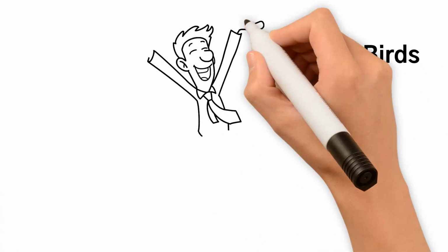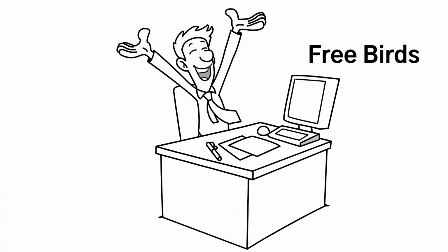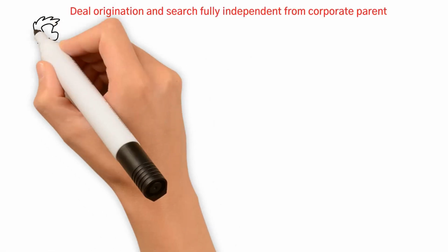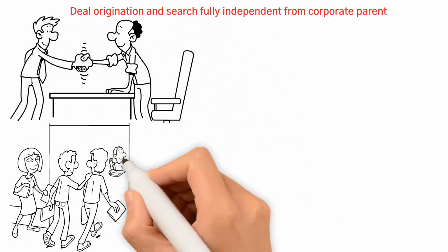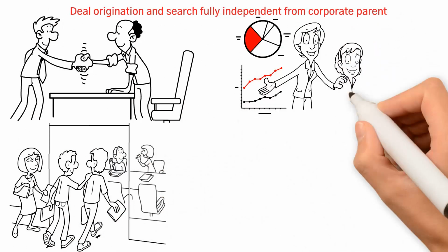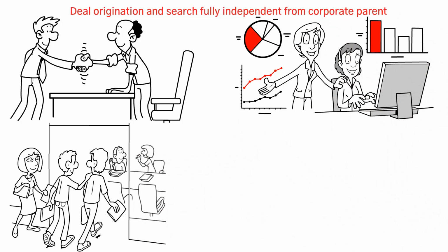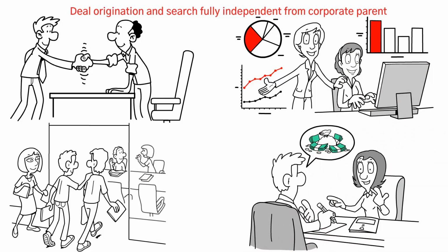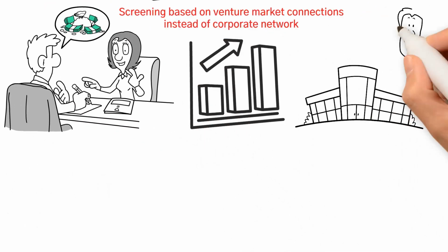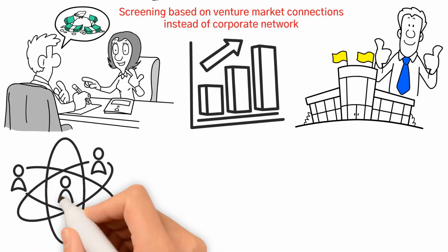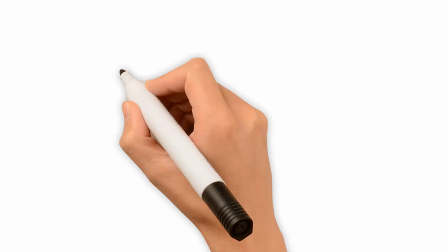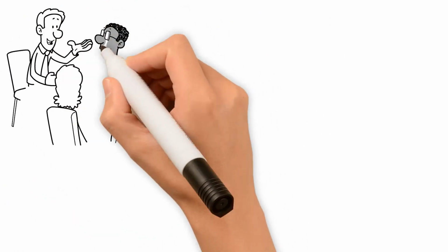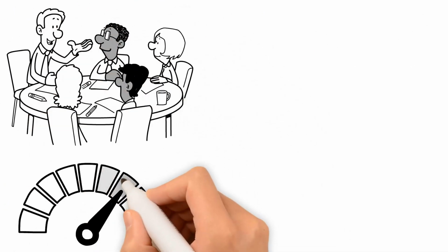In contrast to order takers, the freebirds operate with a high degree of independence from their corporate parents. Deal sourcing is fully independent, allowing the venture team to tap into opportunities based on market trends rather than corporate directives. The screening of deals leverages connections within the venture market, not just the corporate network. The decision-making process is streamlined, involving only key stakeholders from the CVC unit, which can speed up the process.